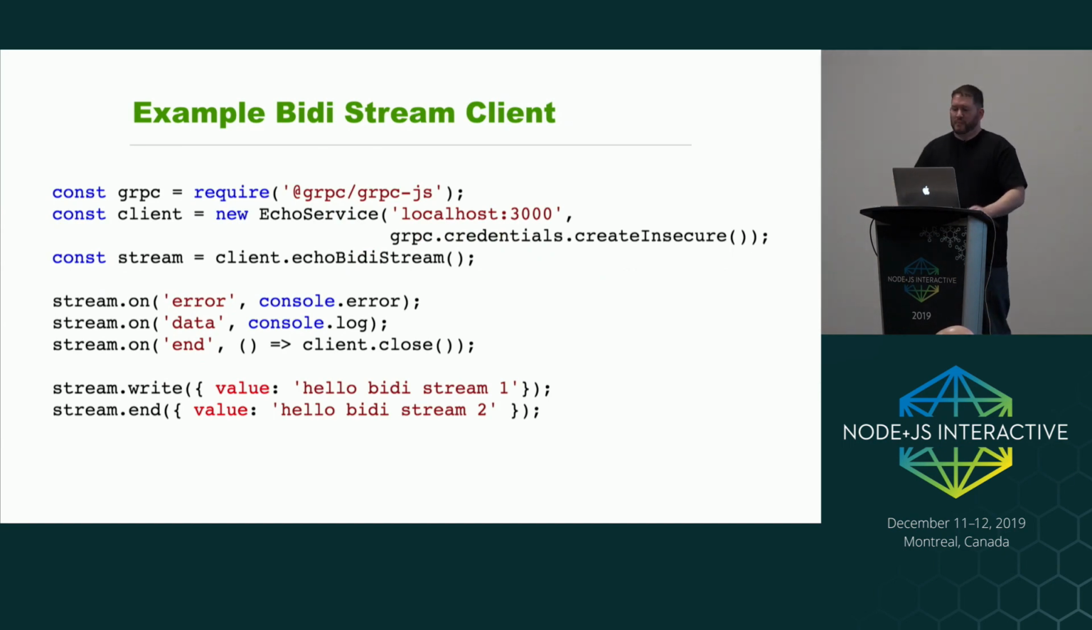And then, as you can imagine, bidirectional streaming is going to be the best of both worlds from the client and server streaming perspective. So you would do echo.bidi stream. It'll return to you a bidirectional stream that you can then read from and write to however you want.